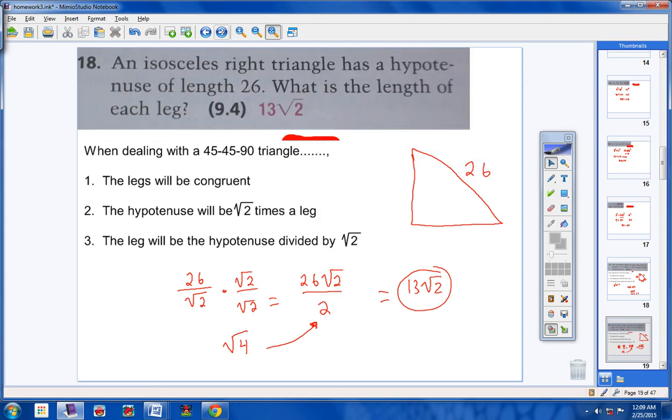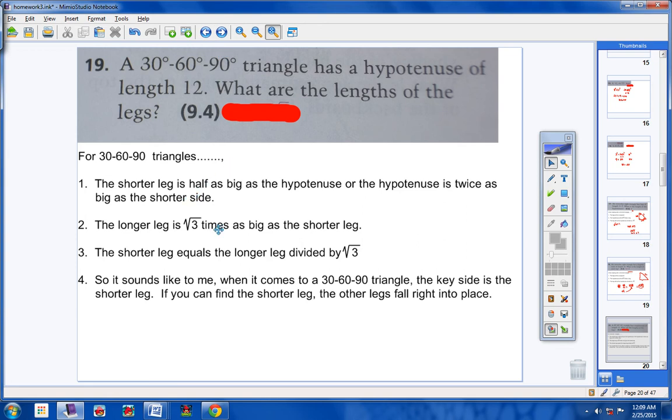Alright, number 19. Okay, we have a 30, 60, 90 triangle. Now, let me pause and say this. If you do not know this information, here, students, you need to learn it before the test. Please, okay? That's really, really important. You need to know these before the test, okay? The shorter leg is half as big as the hypotenuse, or you can say the hypotenuse is twice as big as the shorter leg. You need to know that.